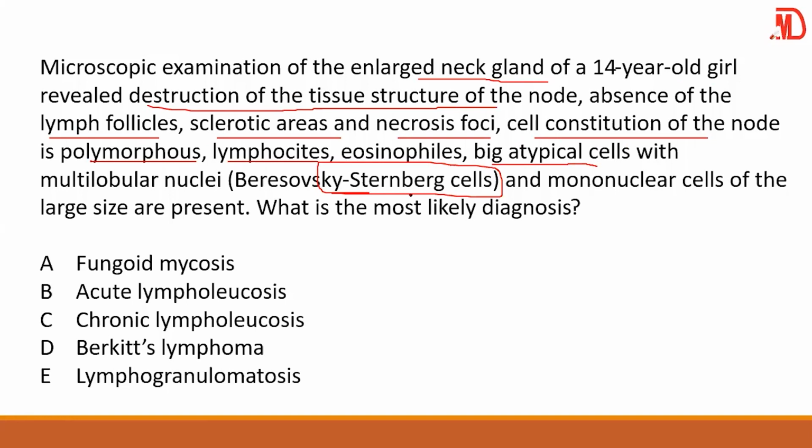The cell constitution of the node is polymorphous: lymphocytes, eosinophils, big atypical cells. And this is the same as Sternberg cells. Sternberg cells simply mean lymphogranulomatosis. In other options, you will see Hodgkin's disease. So this is a disorder involving primarily the lymphoid tissue. If you don't see Berezovsky-Sternberg cells, you will see Reed-Sternberg cells. They all mean Hodgkin's disease or lymphogranulomatosis. All right, so here your answer is E.